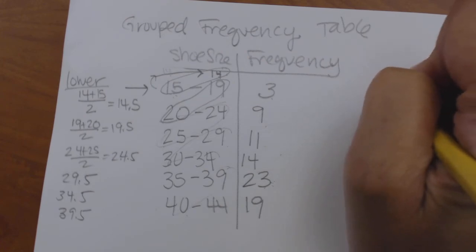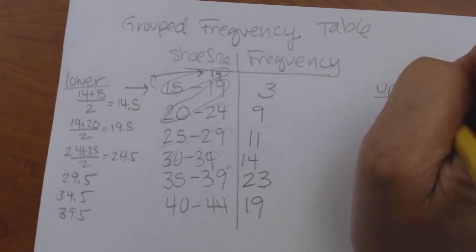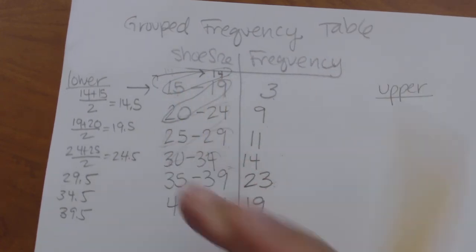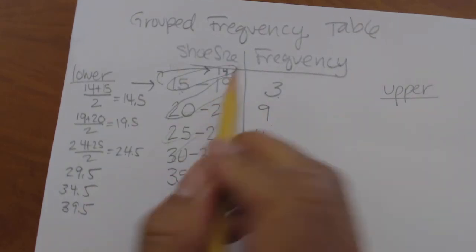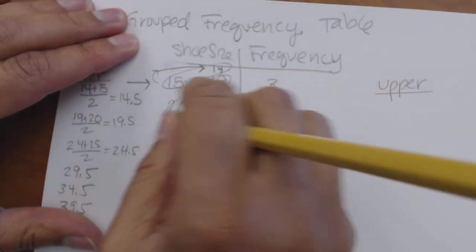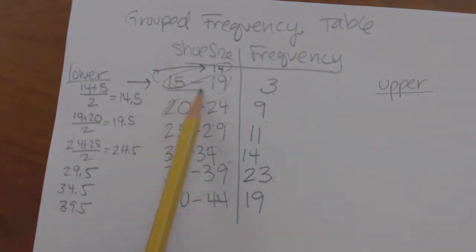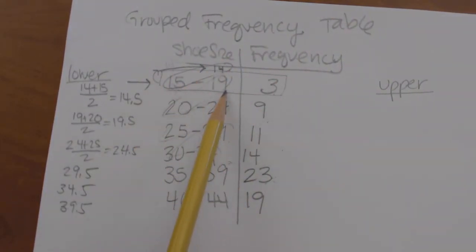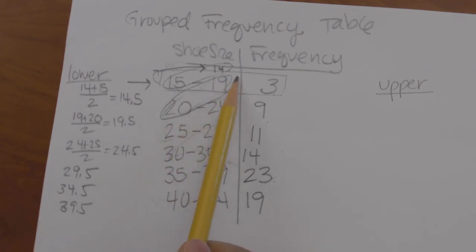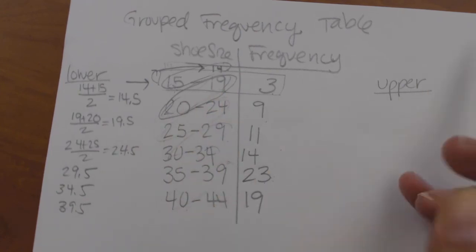Our upper boundaries, you do the same type of thing. Instead of looking at these 2 numbers, you look at the higher number. So let me erase this. For this group, the higher number was 19. So we're going to do 19, and then look at the next one. We are taking 19 and 20 again, but this is for the upper boundary.